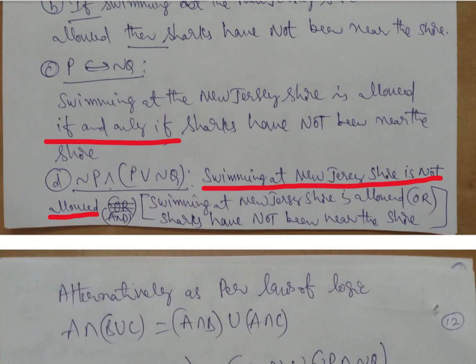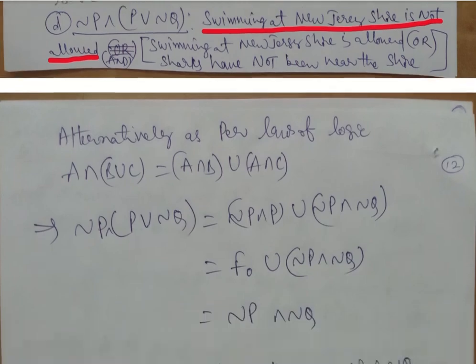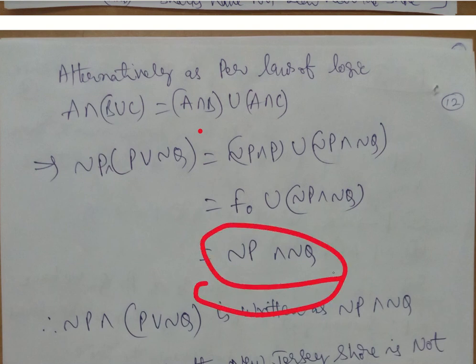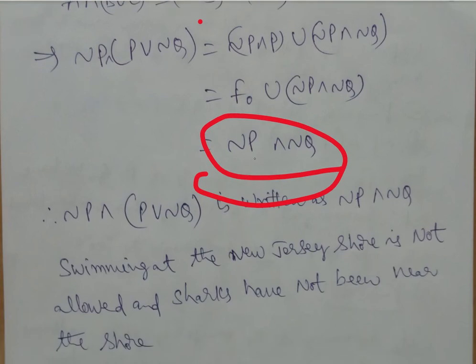But if you remember your digital logic, it looks like your Boolean algebra laws. So A intersection B union C is nothing but A intersection B union A intersection C, like your set theory also, fine. So if you apply that, I will get this last statement. What is the last statement? Negation P and negation Q. So this has some meaning compared to this.